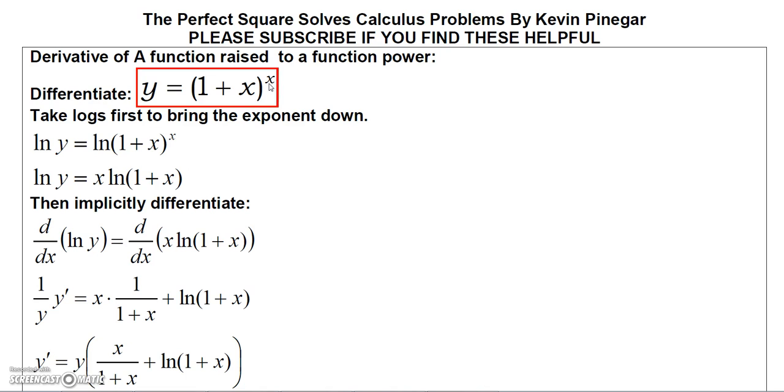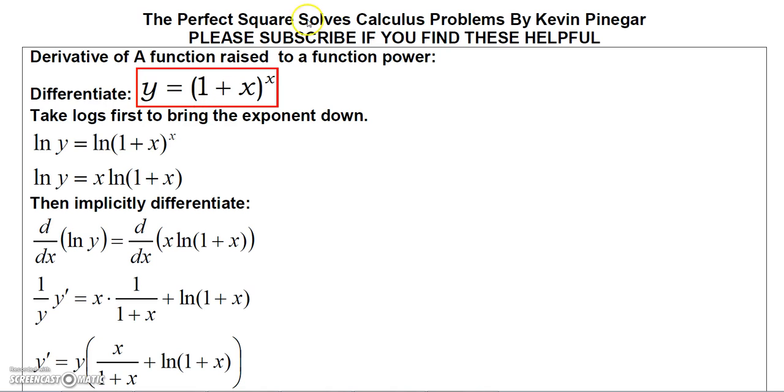Now this does not satisfy any of the rules we have so far, because for the power rule, this exponent cannot be a variable. It has to be a real number. And for the exponential rule, the base cannot be a function. The base would have to be a constant. So actually we don't really have a formula for this, but I'm going to show you a neat little way to differentiate a problem like this using logs.